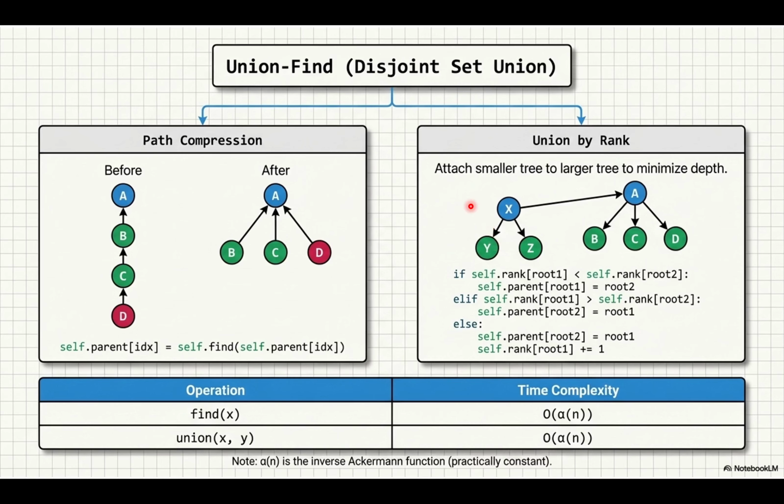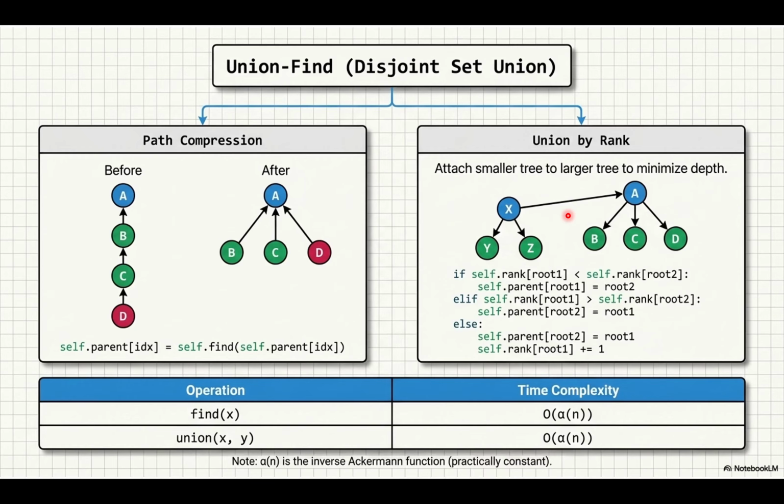And the second optimization, union by rank, prevents those deep chains from forming in the first place. So when two of those massive moat continents finally touch and merge, union by rank ensures you always attach the smaller continent's root under the root of the larger continent. It keeps the overall depth of the hierarchy as shallow as mathematically possible.